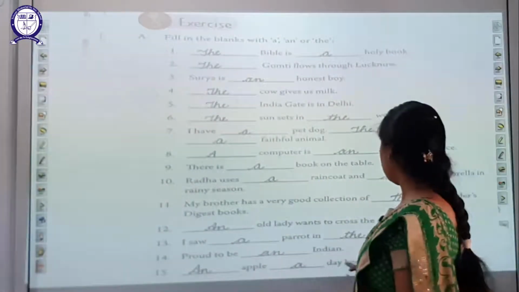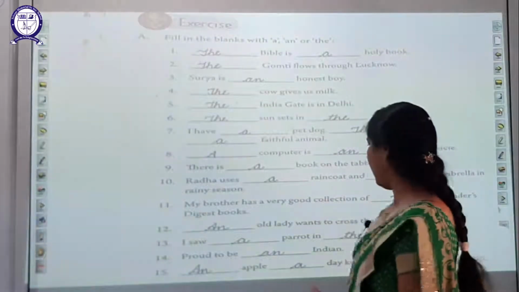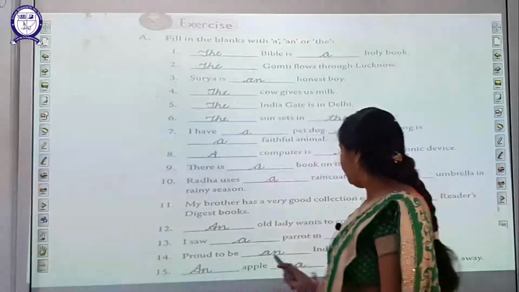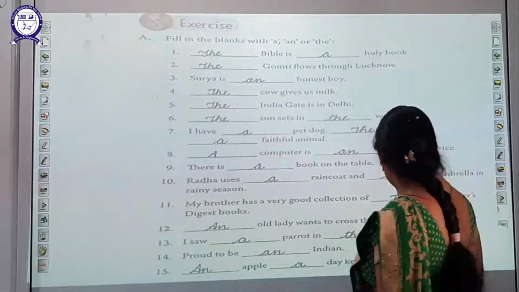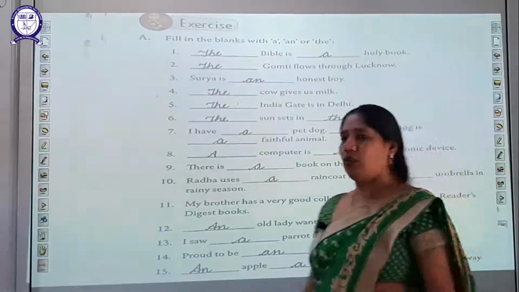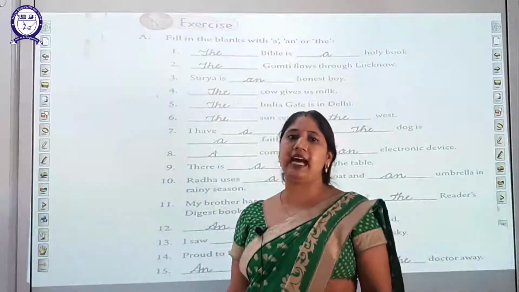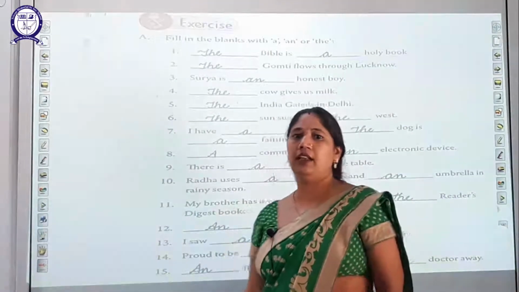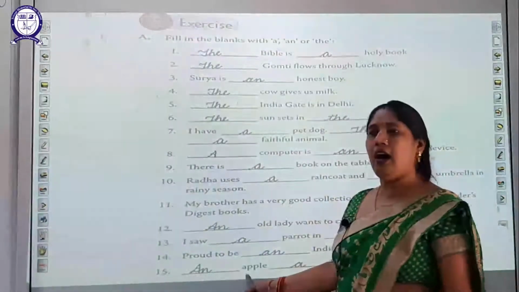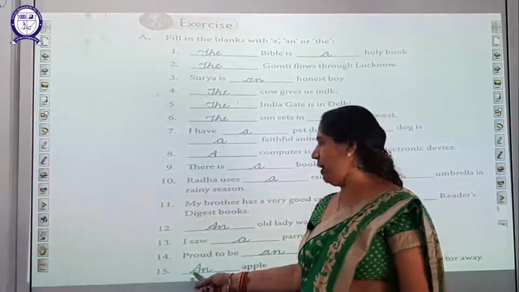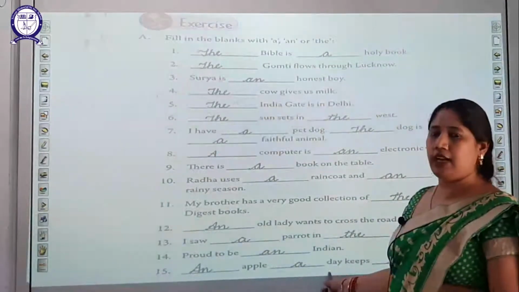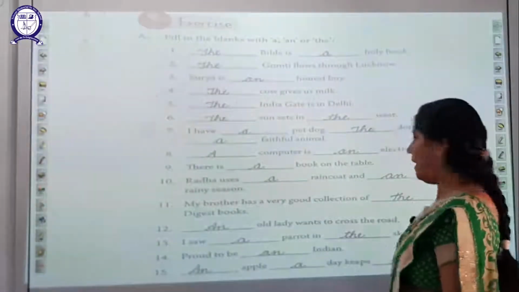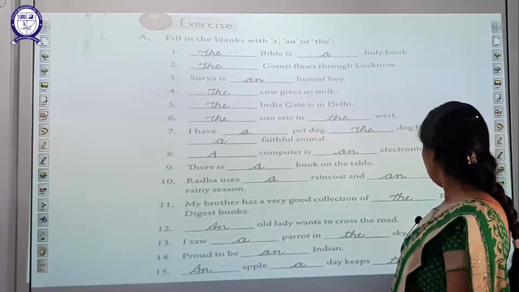Dash apple dash day keeps dash doctor away. An apple a day keeps the doctor away. So here we have to use doctor as a group of a person. So an, as a is a vowel sound and apple. D is a consonant sound, a day. And doctor is a group of person, so the.